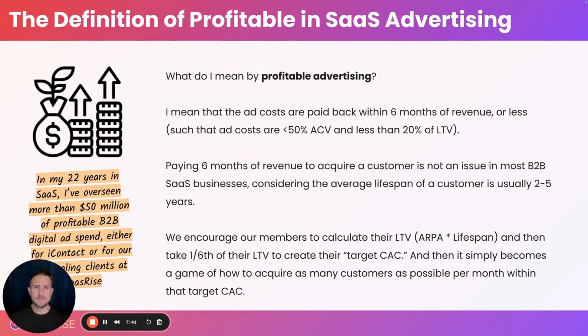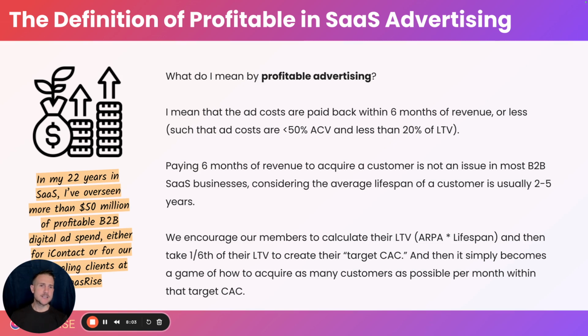So what do I mean by profitable advertising? Well, as I spoke about in earlier lessons, I mean a payback in less than 6 months in revenue. Some venture-backed firms would even be willing to get a customer paying 12 or even 15 months in revenue if you have very low churn and a high lifetime value. But for me, paying about 6 months of revenue to acquire a customer makes sense for most B2B SaaS companies.